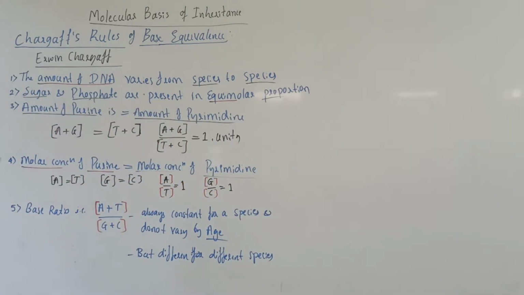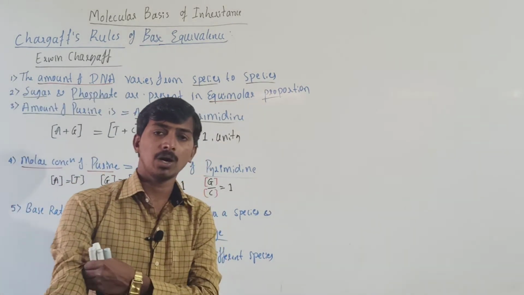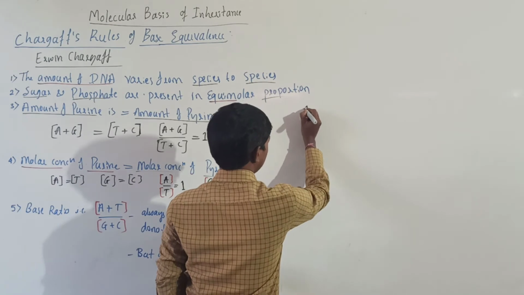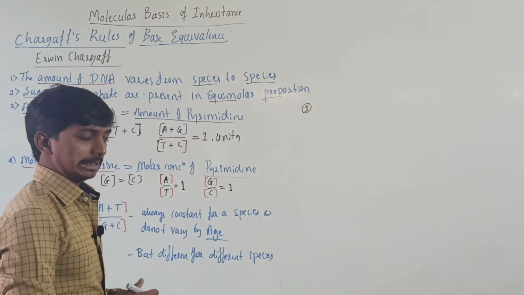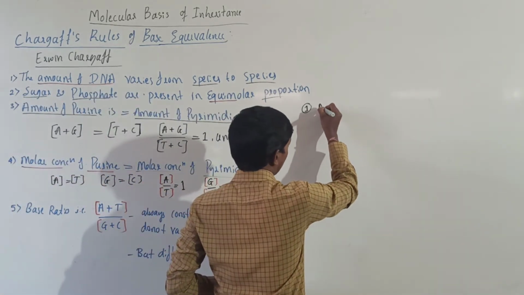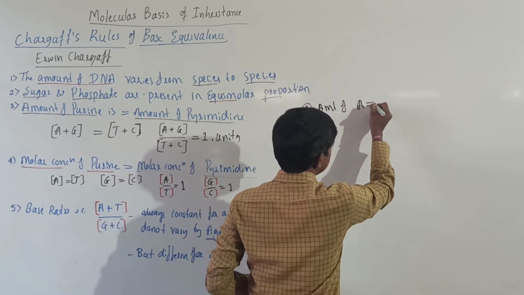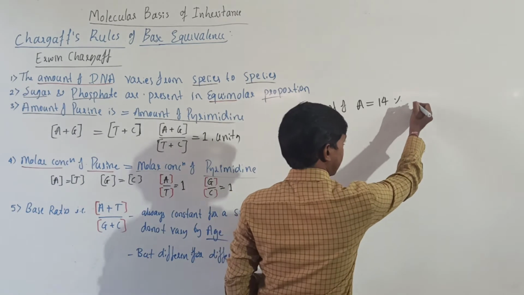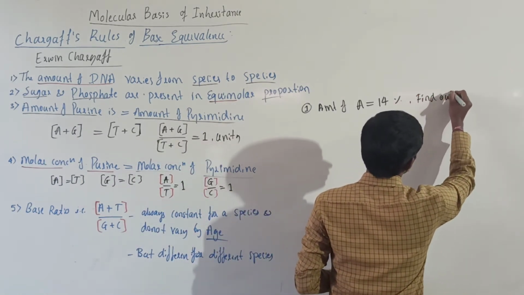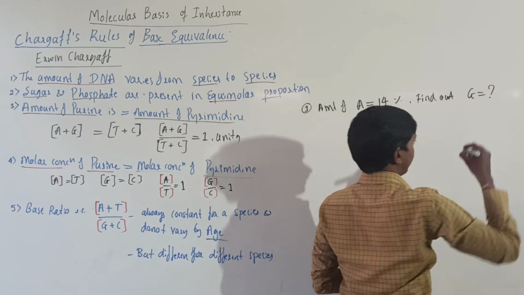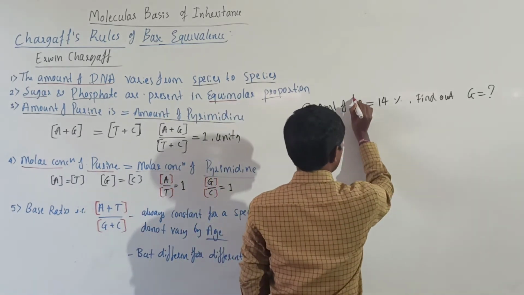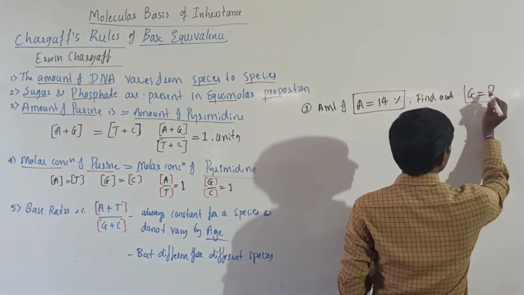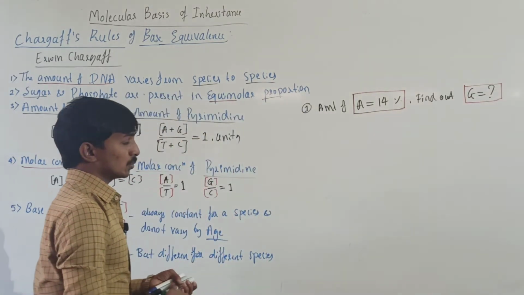Now the question is, how are these Chargaff's rules used in a NEET examination or in other competitive examinations? For example, problem 1. In any DNA, if the amount of adenine is 14%, find out the percentage of guanine. This is one of the NEET questions. So in any DNA there is 14% adenine, and the question is to identify the amount of guanine, making it 100%.